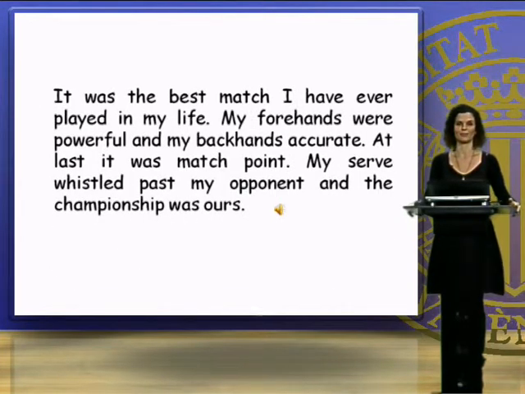It was the best match I have ever played in my life. My forehands were powerful and my backhands were accurate. At last it was match point. My serve whistled past my opponent and the championship was ours.